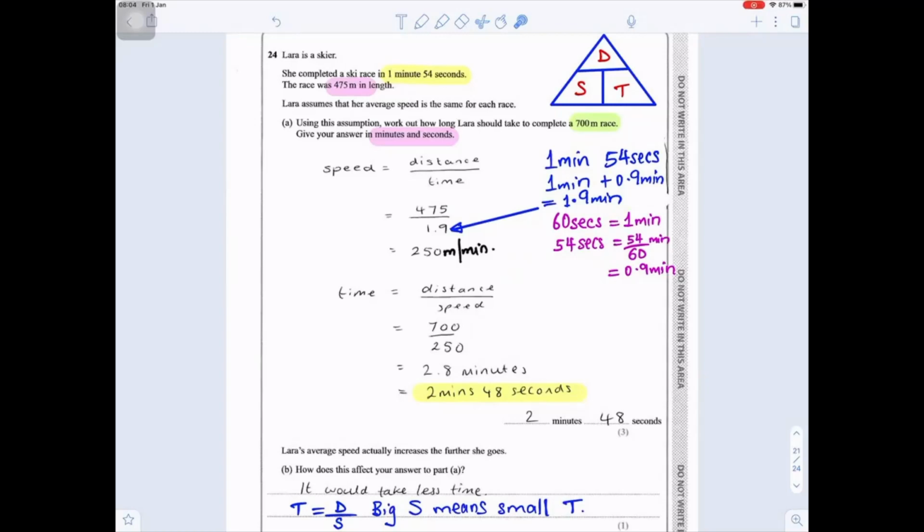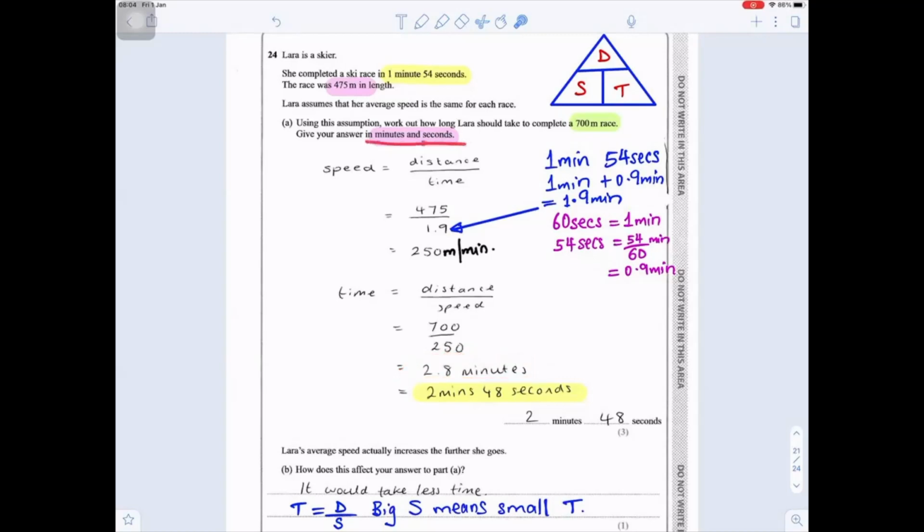Now, we want to work out the time. Using that triangle on the top right, you cover T, which is time, and it is distance divided by speed. So time is distance divided by speed. The distance is 700. The speed is 250, which you calculated earlier. So it's the distance 700 divided by 250. It gives you 2.8 minutes.